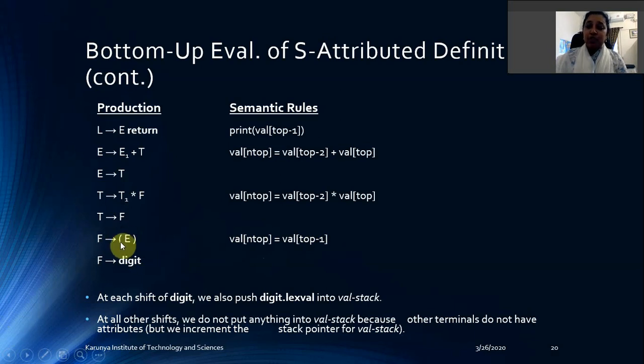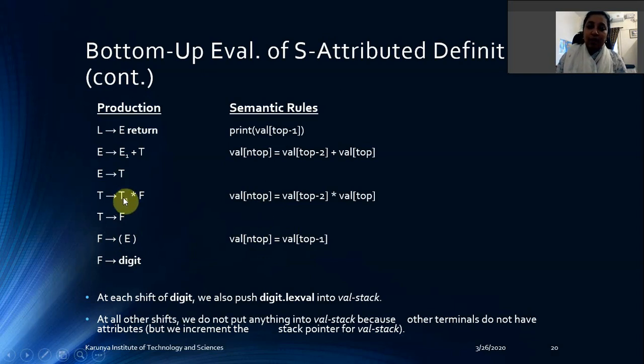Once we pop off till the opening parenthesis, we create a new top, which is explained here as the n top. What is the value of n top? F's value will be equal to the value of top minus 1 because E is here in the middle. Now here we are not going to change anything. It's just assigning, so there's no change in the top value. We are just retaining it as such.